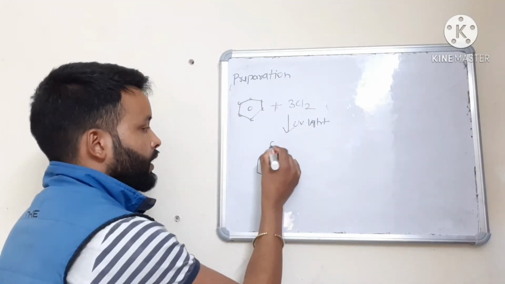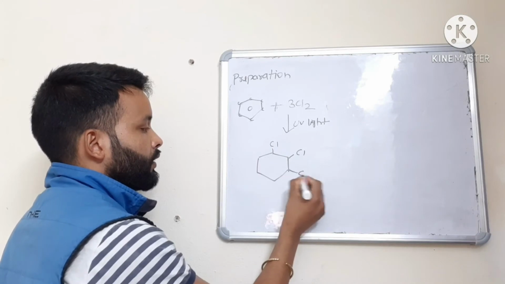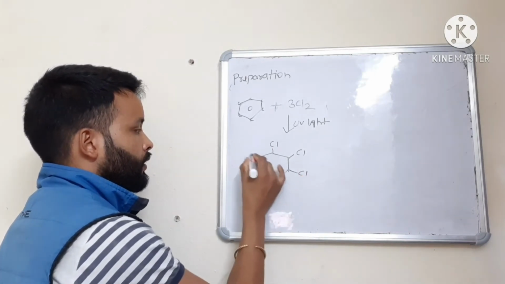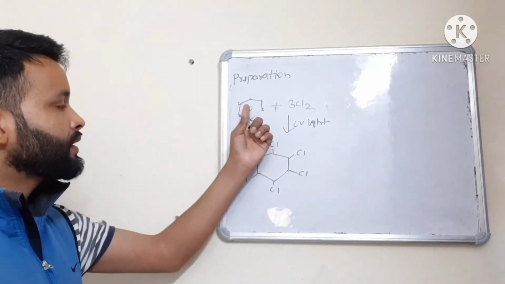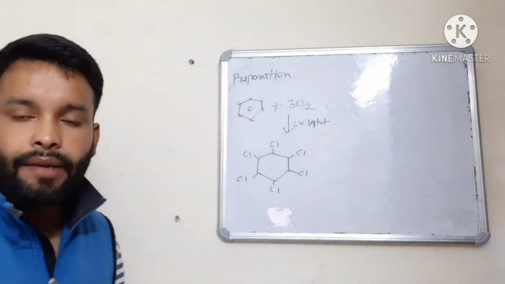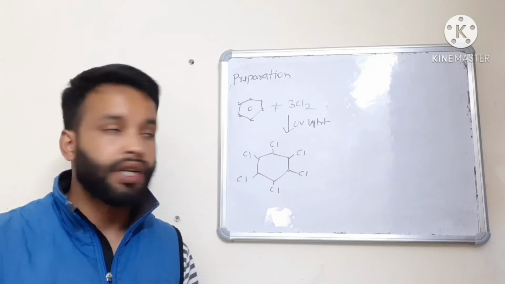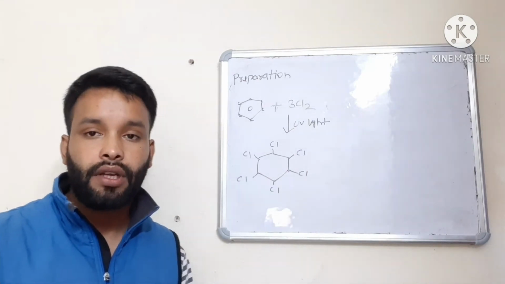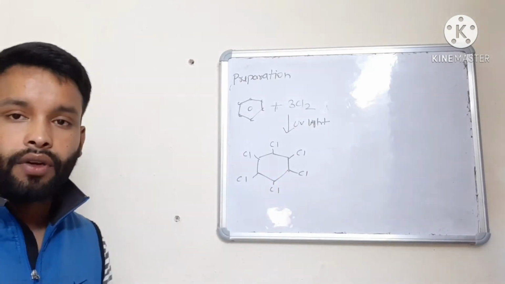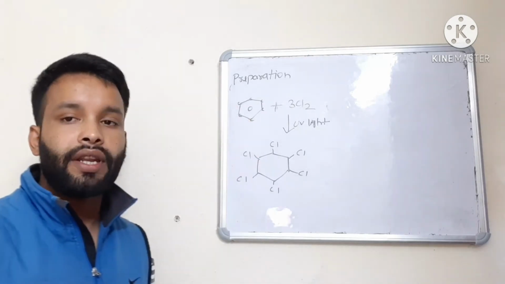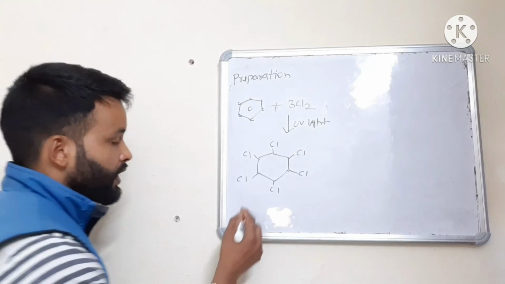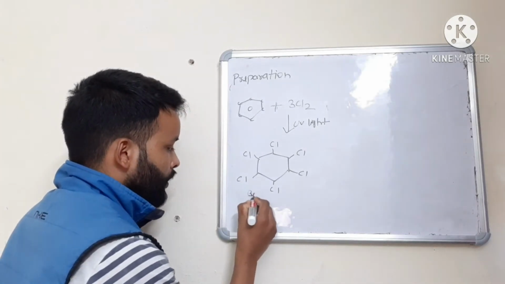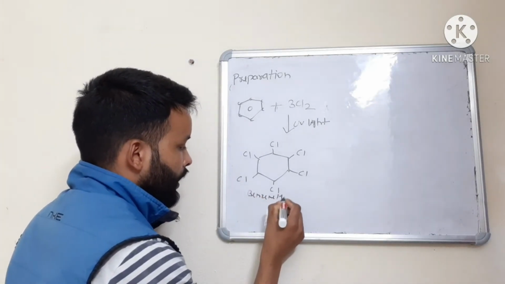So first of all, in every position you will get chlorine. In all 6 positions you will get chlorine, and the double bonds present inside the benzene ring get dissociated during the entire process. So this is your final product. In 6 positions 6 chlorine, and the bonds are dissociated. So this is known as benzene hexachloride.